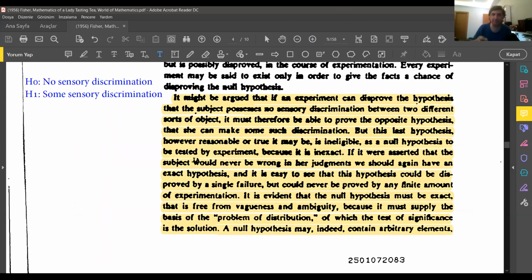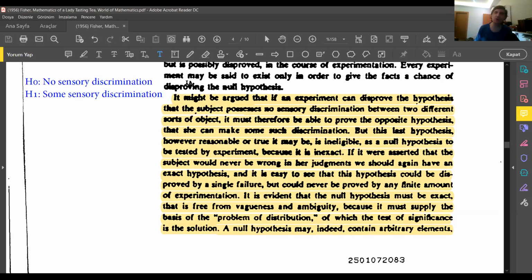Now, since I skipped the whole thing, basically how he constructs the hypothesis is this way. The null hypothesis is no sensory discrimination, which means the lady does not have any special power. She only assumes that tea is first or milk is first, and sometimes they just happen to be the correct order, and people seem to think that she has some sensory discrimination. And the alternative hypothesis is no, she has really indeed some sensory discrimination. This is the way he constructs the hypothesis.